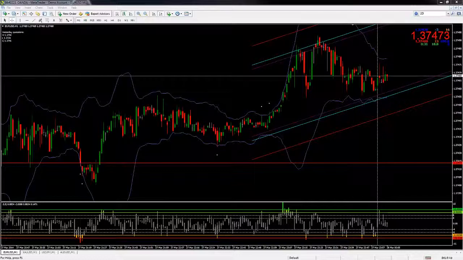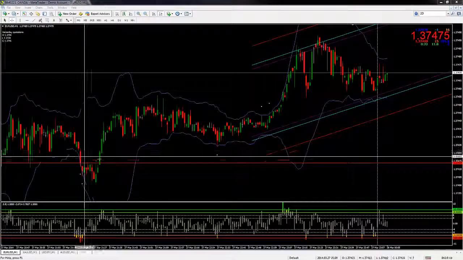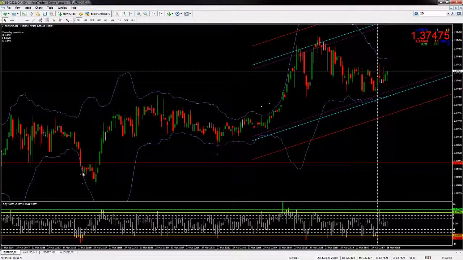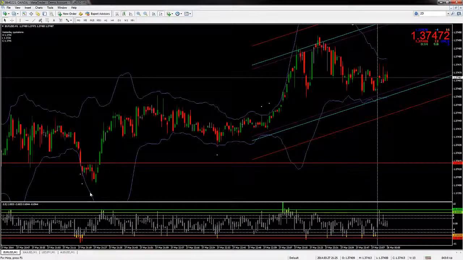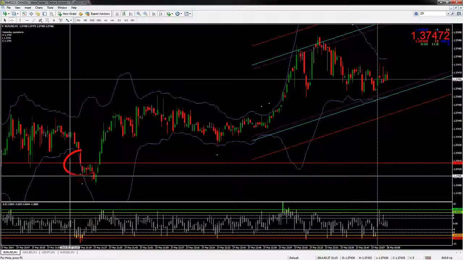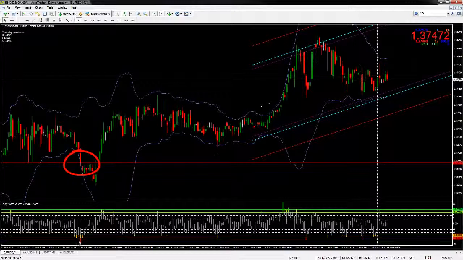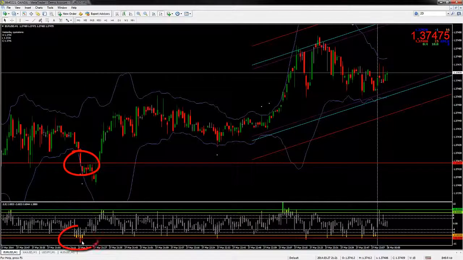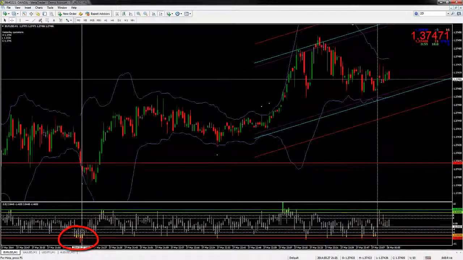Now, what you're looking for in the strategy involves two main indicators, which is the Bollinger Bands right here, as well as the value chart. Now, what we're looking for is the candle to cross the Bollinger Band and the candle to cross over the bottom line right here on the value chart or the top line.